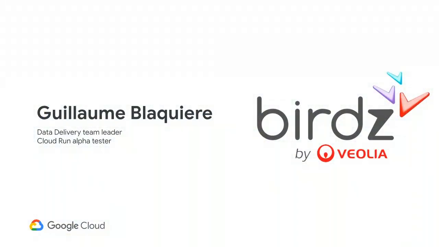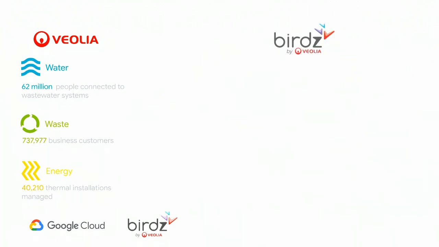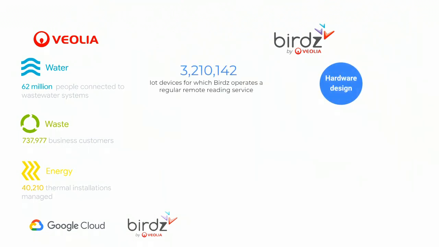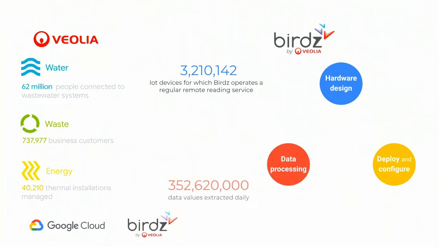Hello, everybody. I'm Guillaume Blaquiere. I'm data delivery team leader at Birds. Birds is a branch company of Veolia. Veolia is a major French company with 170,000 employees over 50 countries. The core businesses of Veolia are water, waste, and energy. Birds is the branch company of Veolia specialized in IoT, which designs the devices and has tools to deploy and configure the devices on field. We process the data, we store them, and we deliver services to our customers.